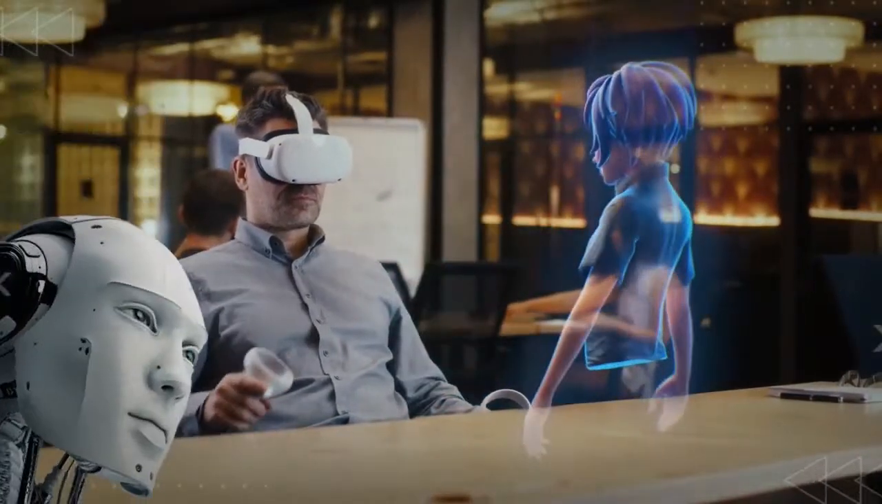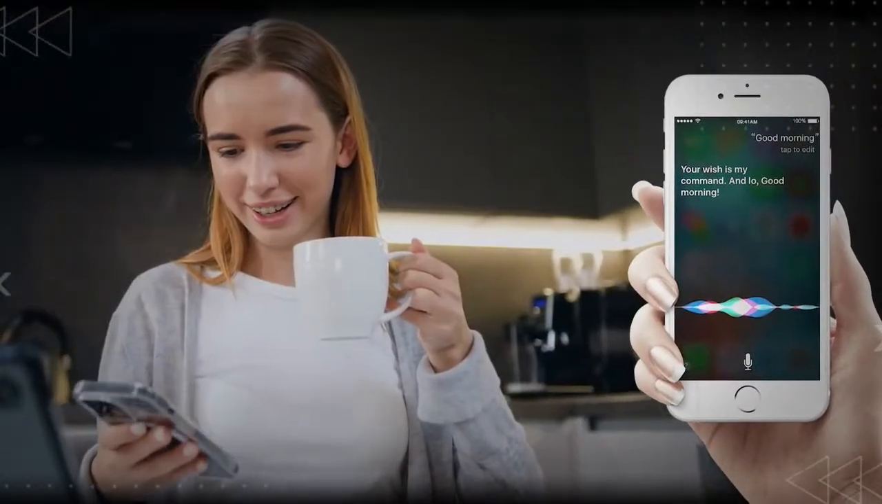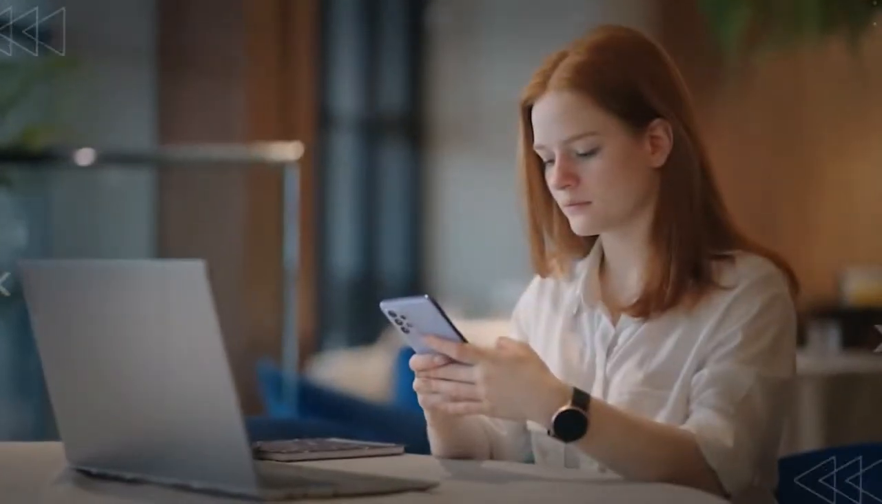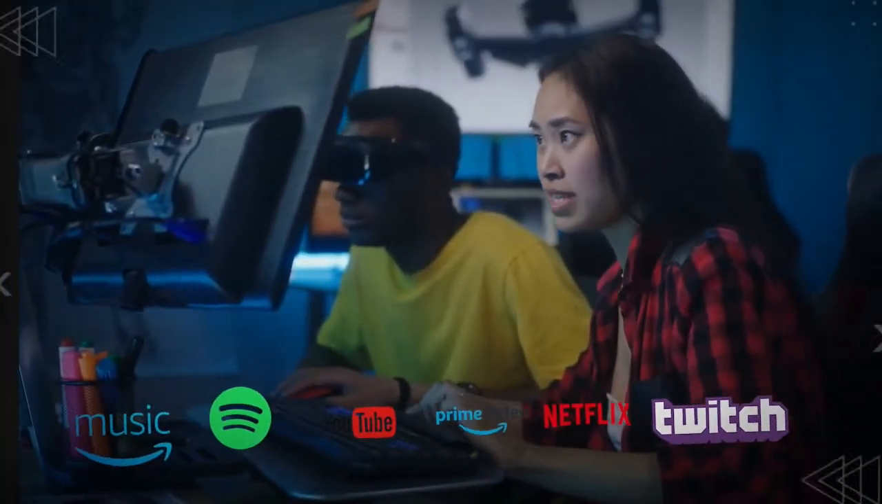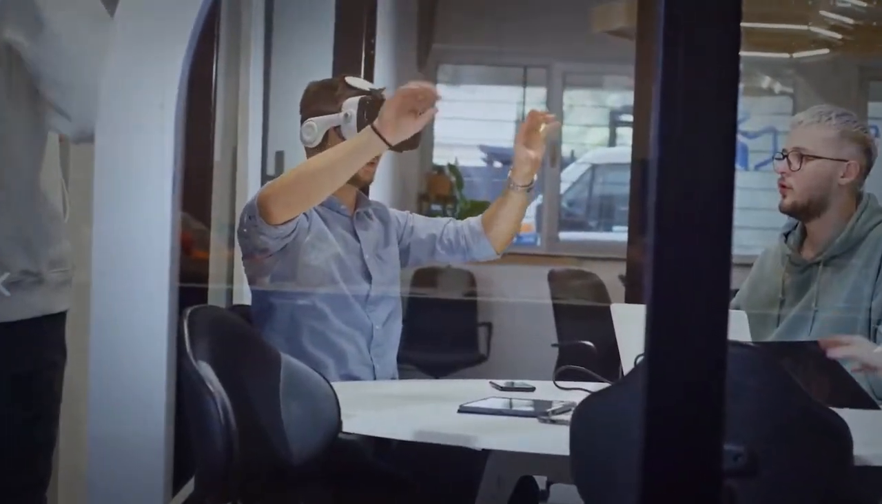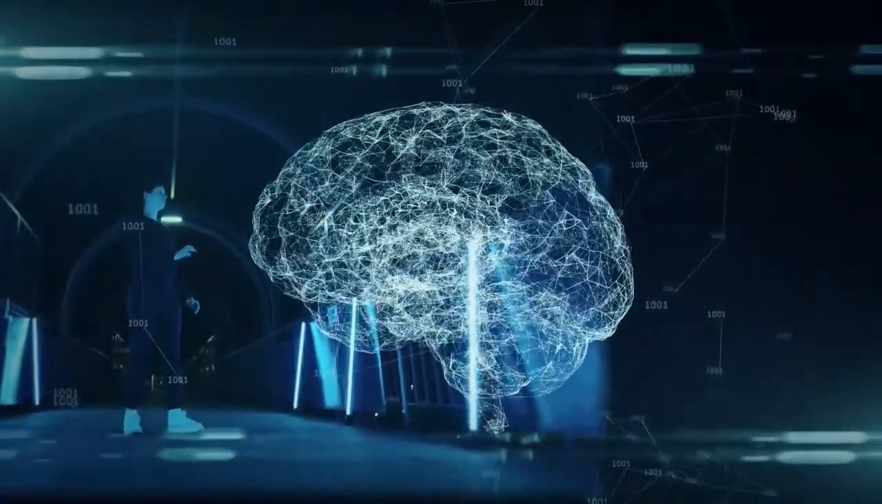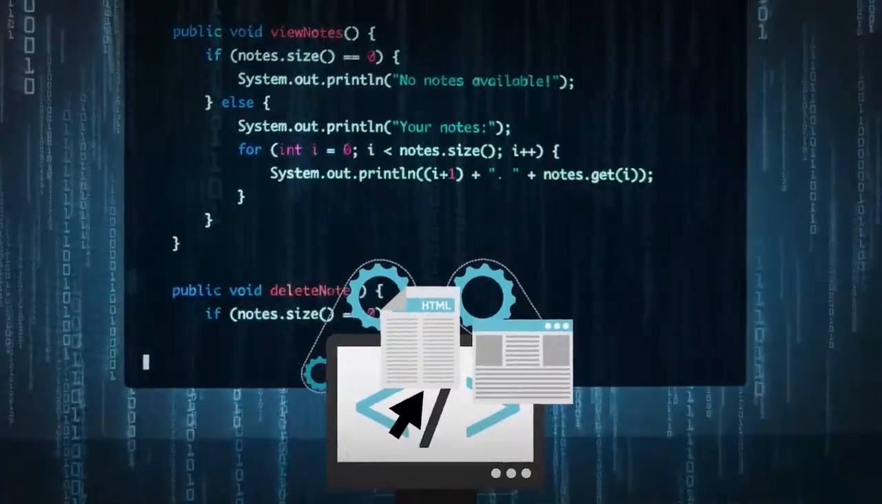Presently, AI is making waves in various aspects of our daily lives. From voice assistants like Siri and Alexa that help us with tasks and answer questions, to recommendation algorithms on streaming platforms suggesting what to watch next, AI has become a familiar presence. Machine learning allows systems to learn and improve from experience without explicit programming.